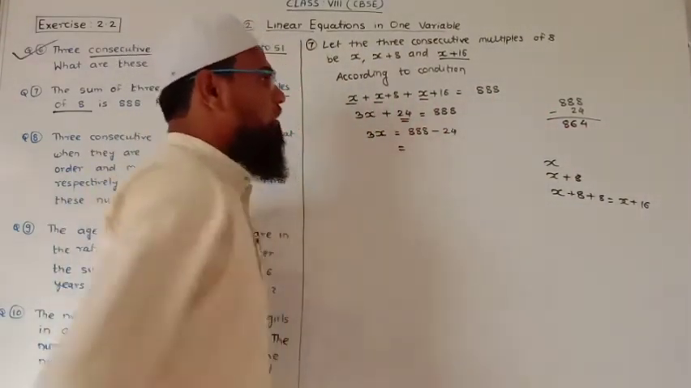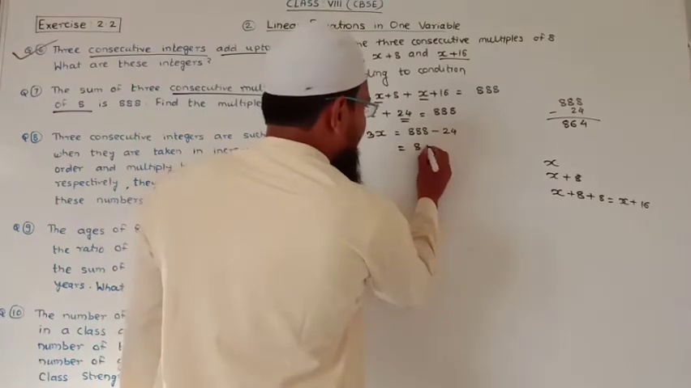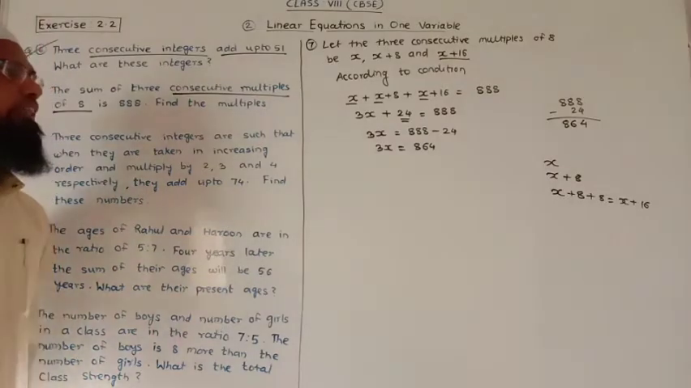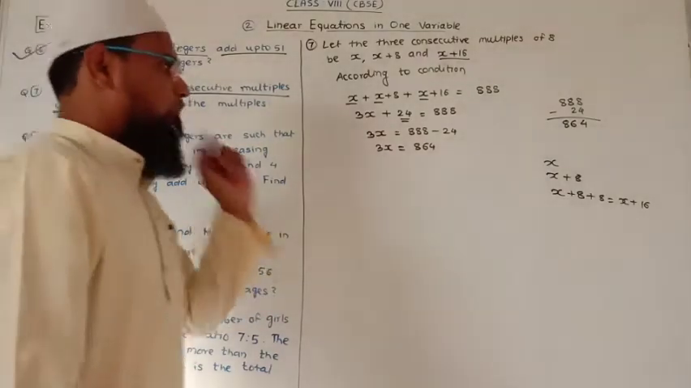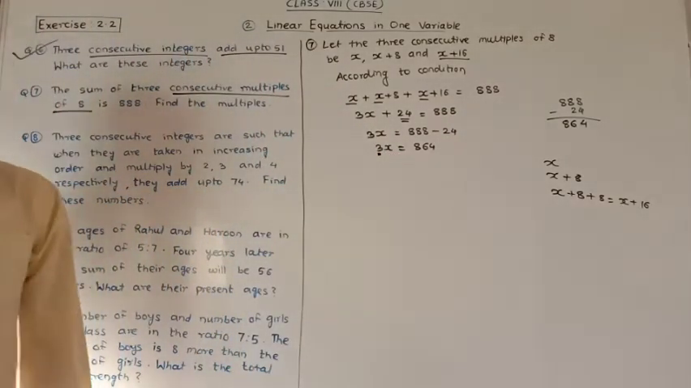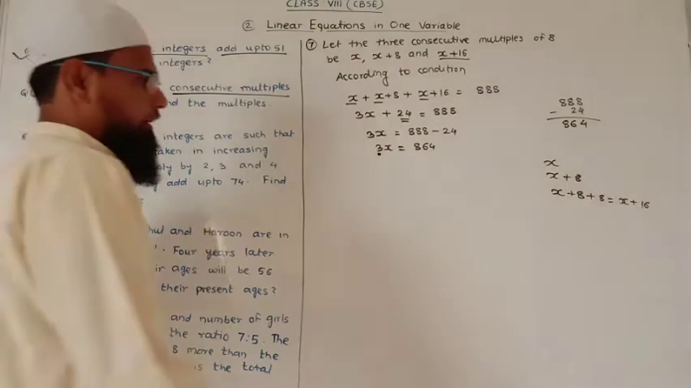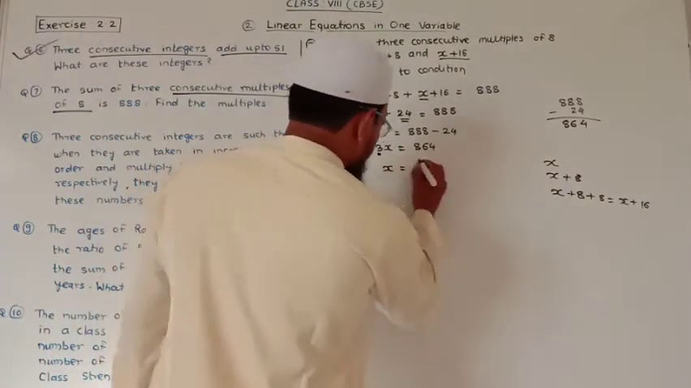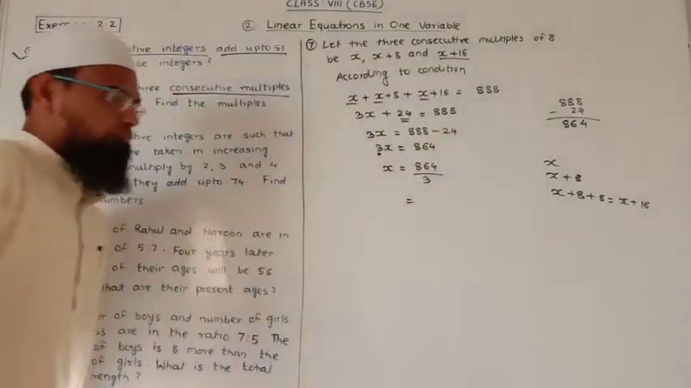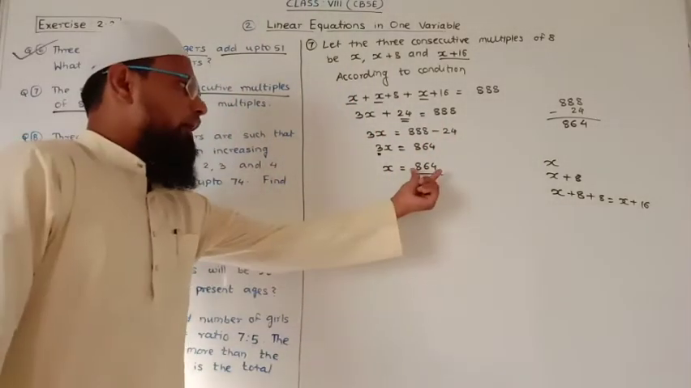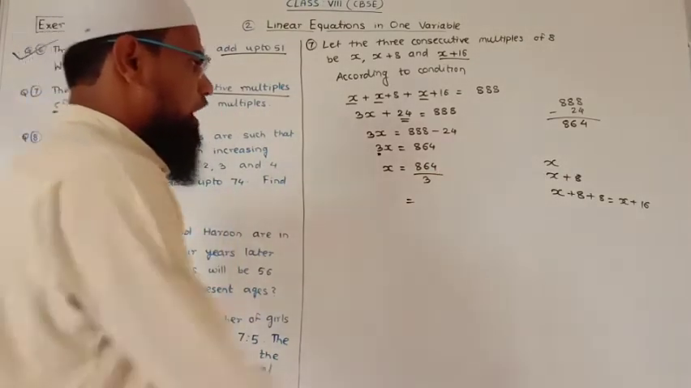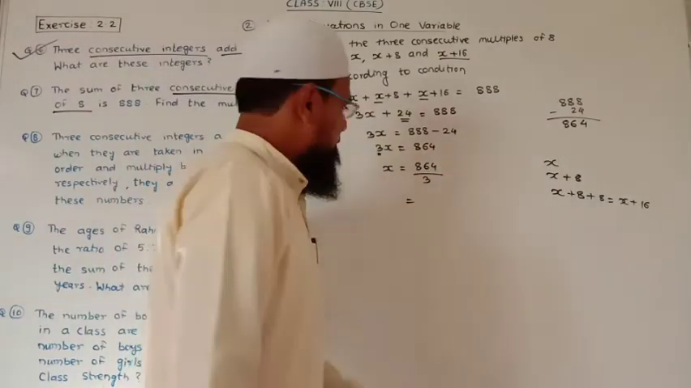So we have 864. So the value of 3x is nothing but 864. Now this 3 is multiplying. So when we transpose multiplication, it becomes divide, and we get the value of x is equal to 864 upon 3. Now the number 864 is divisible by 3 because the digits are divisible by 3.